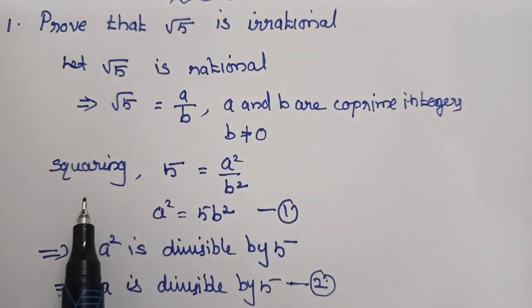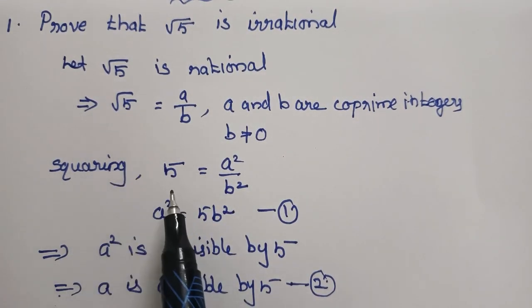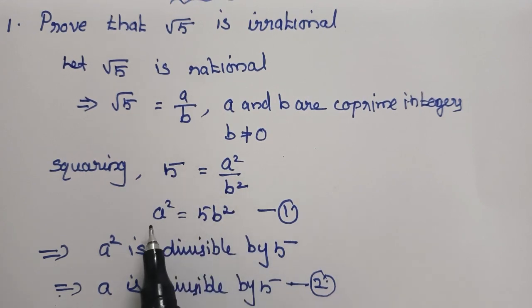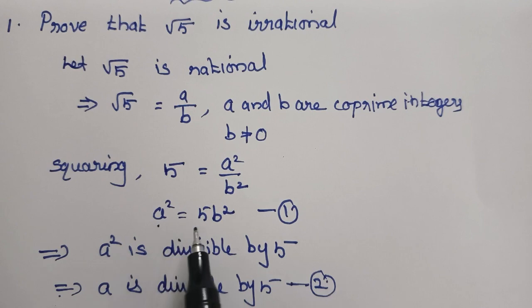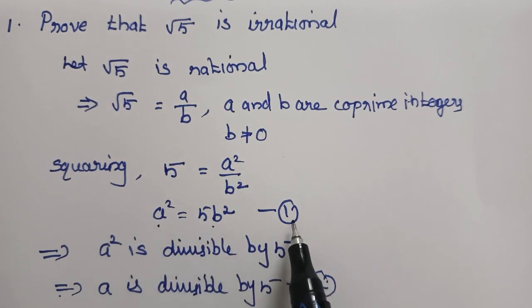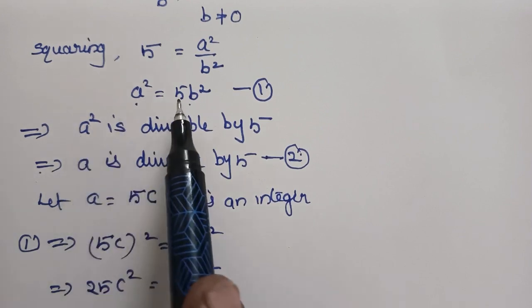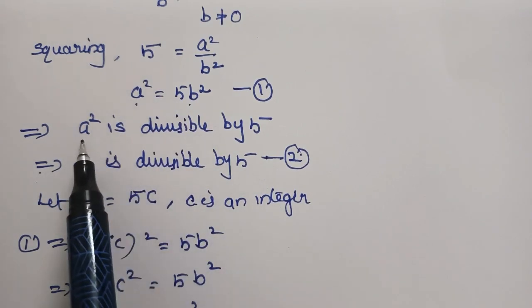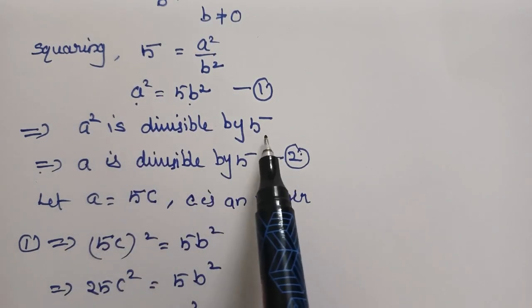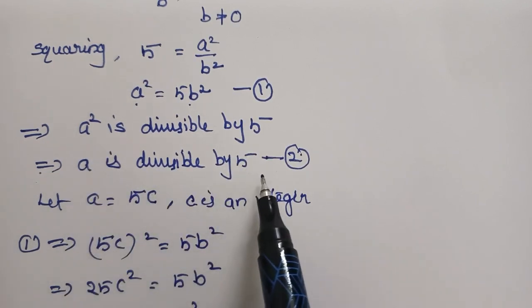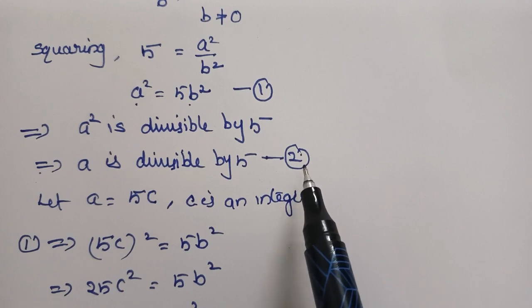Squaring both sides, we get root 5 square, that is 5, equal to a square by b square. When you cross multiply, you get a square equal to 5b square. Number this equation as 1. That implies a square is a multiple of 5, or a square is divisible by 5. If a square is divisible by 5, then a is also divisible by 5. Number this result as 2.